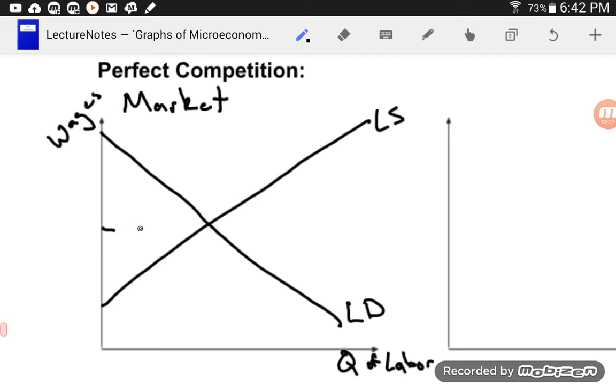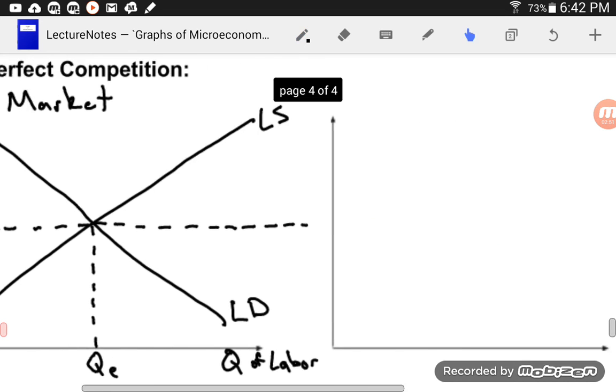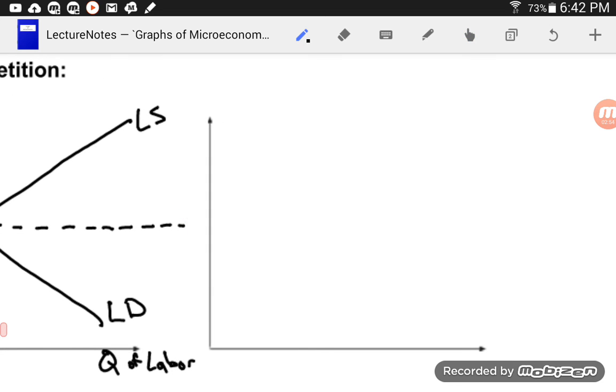And in a market, we have an equilibrium wage and an equilibrium quantity. And just like we saw in perfect competition for goods, if there's perfect competition for labor, then individual firms are going to be wage takers. I'll label that wage M for market wage. And of course this graph is wage and quantity.